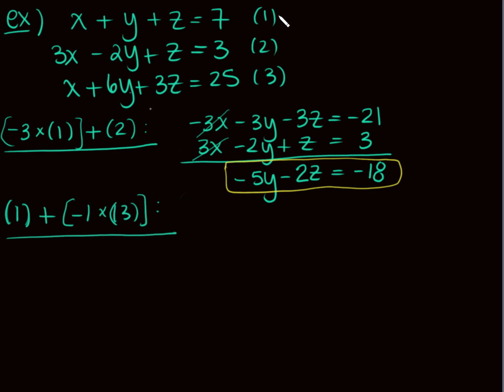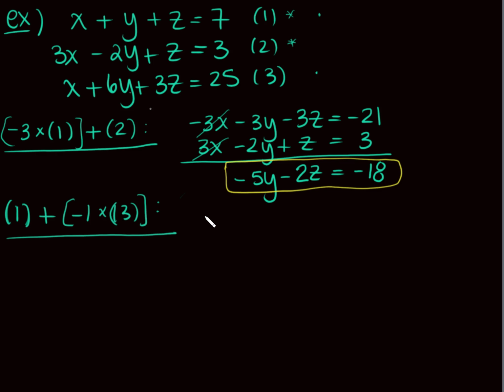Now, I don't want to use the same 2 equations I used before. I used equation 1 and equation 2. Don't use those again. You're just going to get the same thing back out. But now I'm going to use equation 1 and equation 3 to, again, get a system of just y's and z's.